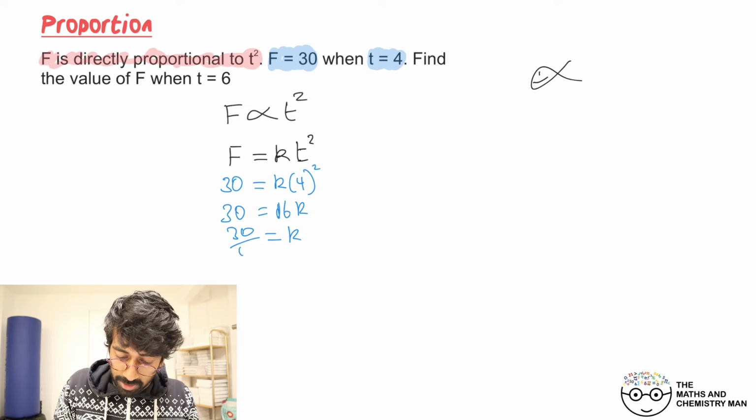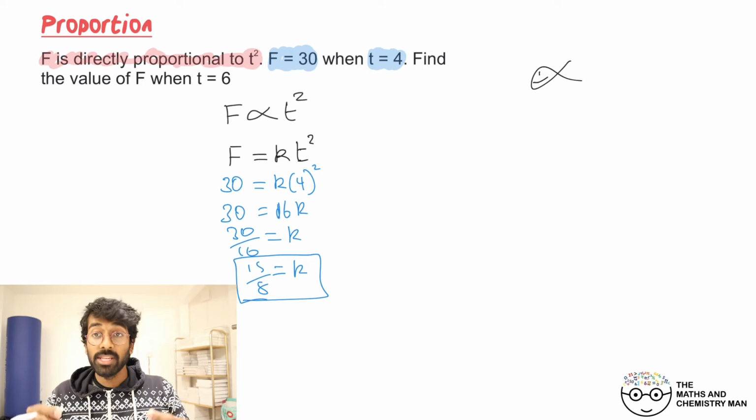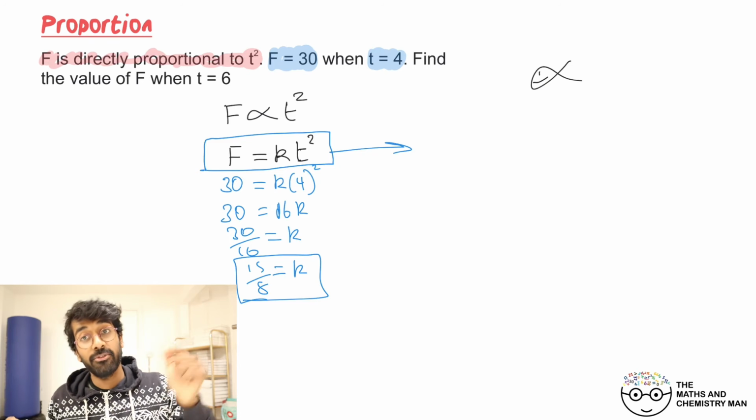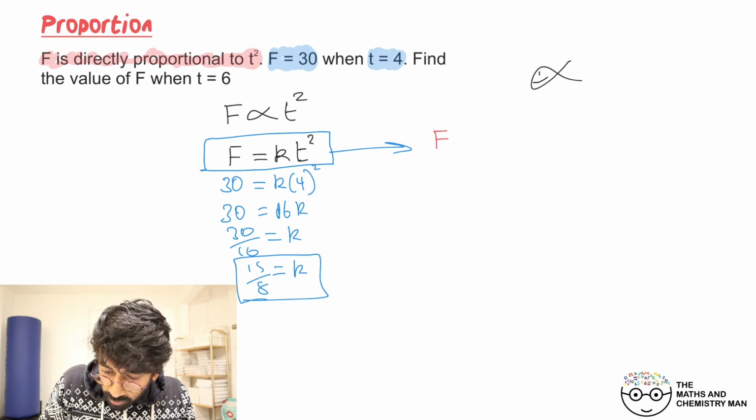And then to find what k is, we're going to find out our constant of proportionality. That there's going to be 30 over 16. And we can just simplify that down. That's going to be 15 over 8. There we go. So when you've got this, you need to take it, go back to this stage here, the very second step, right? And fill in what k is, because then it gives you a formula. So what we've learned is that f is equal to 15 over 8 t squared.